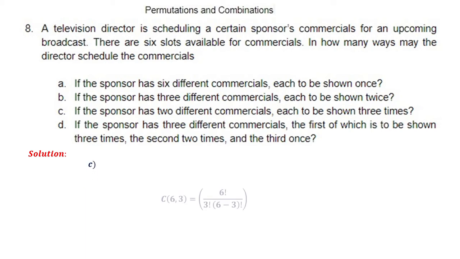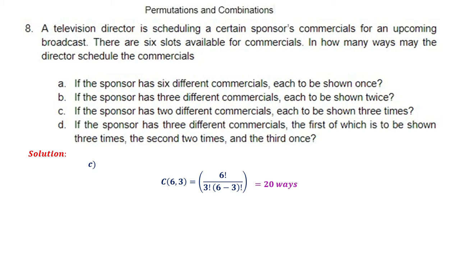Next, for letter C, each commercial is shown 3 times. So, 6 factorial over 3 factorial times 6 minus 3 factorial. So, we have 20 ways.